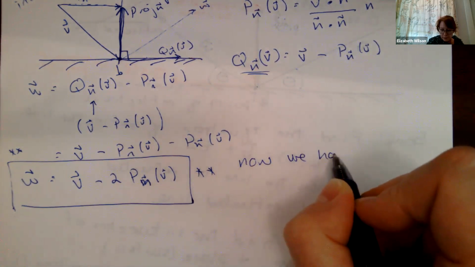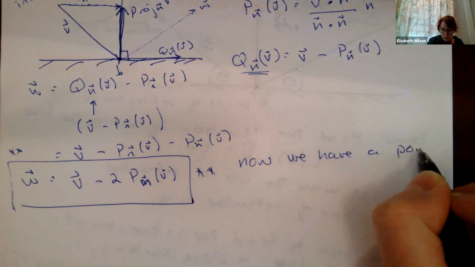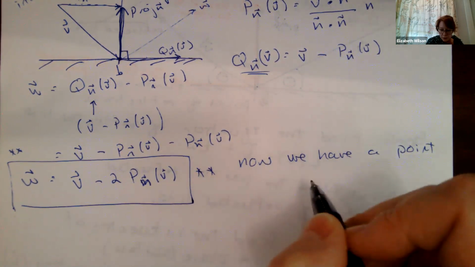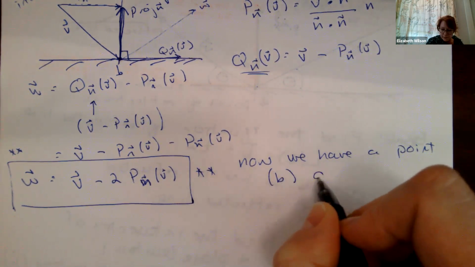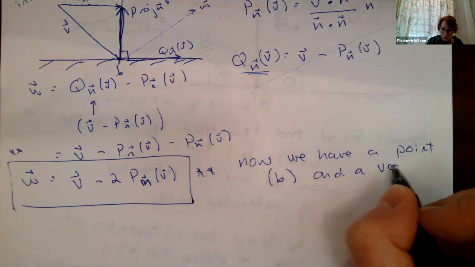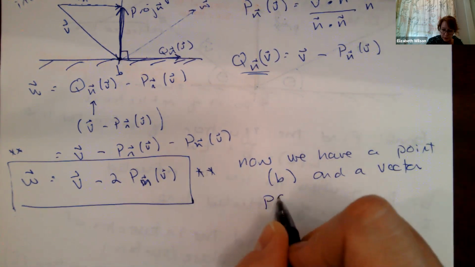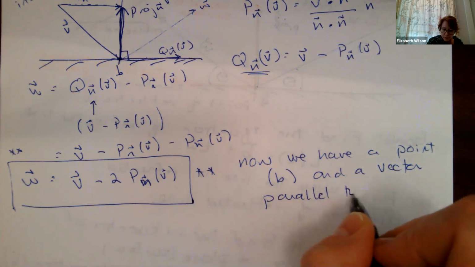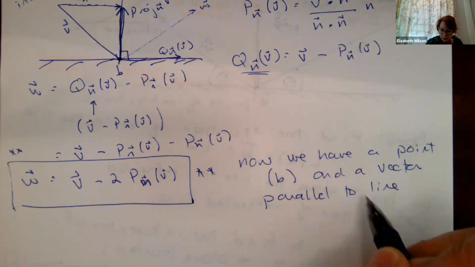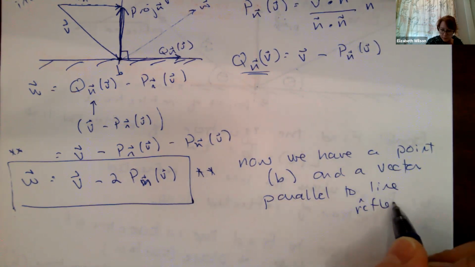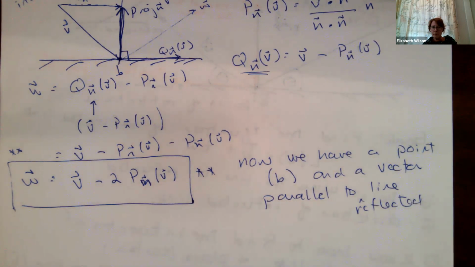Now we have a point, which is our intersection point, B, and a vector parallel to the line. This is our reflected line. Guess what? I'm done making the pieces, and I have all the pieces I need to make the equation of the line that's being reflected.